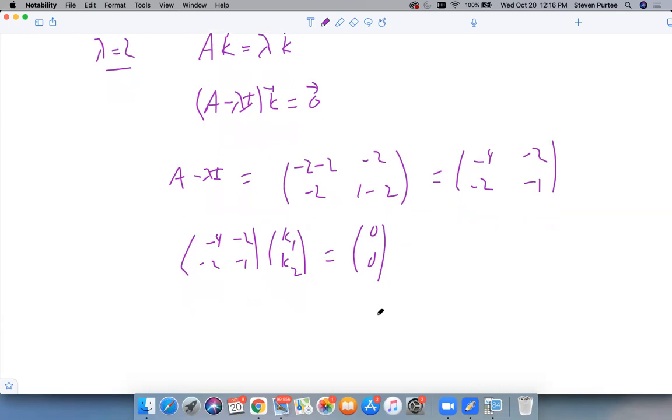Now, we're going to get a system of equations here that is a dependent system. We're going to get the same equation twice. If you don't get the same equation twice, you've done goofed. Eigenvectors are not fully determined. The direction is determined. The magnitude is up to us.